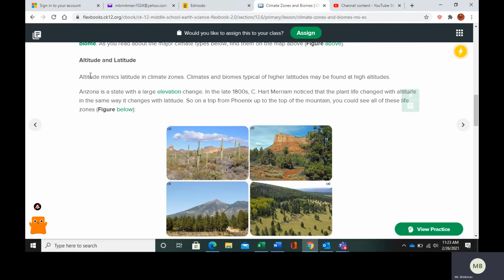So altitude and latitude. Altitude is going to have a very similar effect as latitude. So climates and biomes that are typically in higher latitudes might be found at higher altitudes.